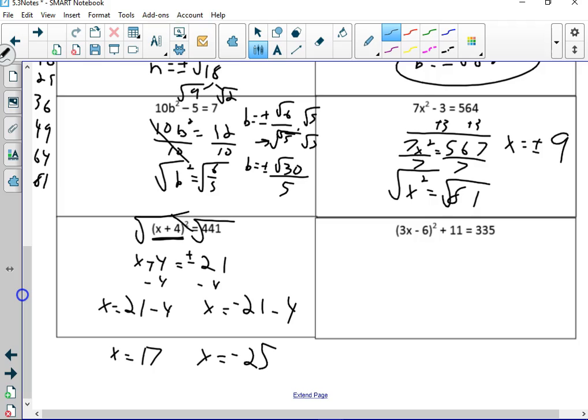So in this one, same way we're going to start, minus 11 on both sides. That's going to give me 3x plus 6 squared equals 324. Now, since this is a perfect square, it's all in parentheses, we can simply square root it, which gives me 3x plus 6 equals the square root of 324, which is 18.